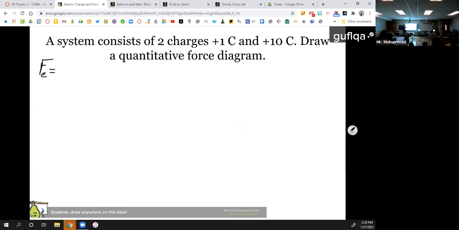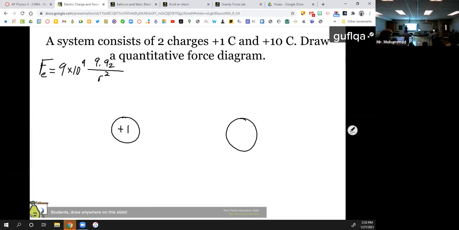So Coulomb's law says that we have 9 × 10⁹ times each charge divided by the square of the distance between them. Could you make a quantitative force diagram? By that I mean, draw each object, draw the direction of the forces between them, and then give each force a number, or write the number somewhere. Two big things are showing either the attraction or repulsion, and then showing and actually calculating the quantity or size of the force.